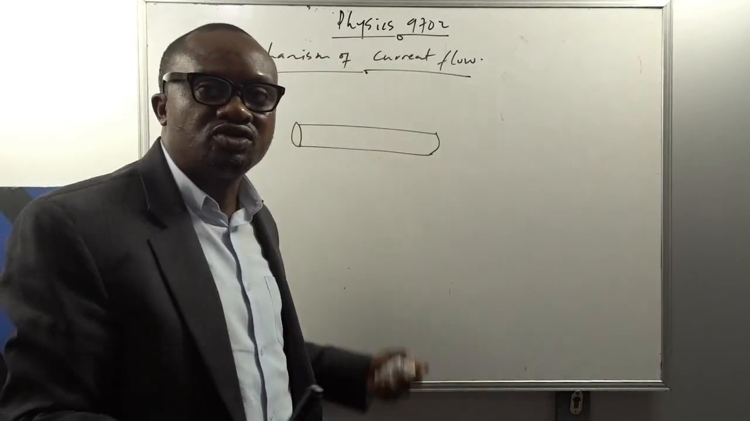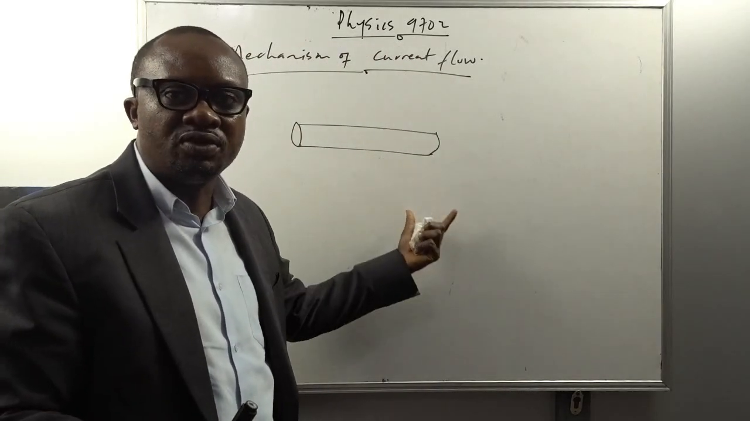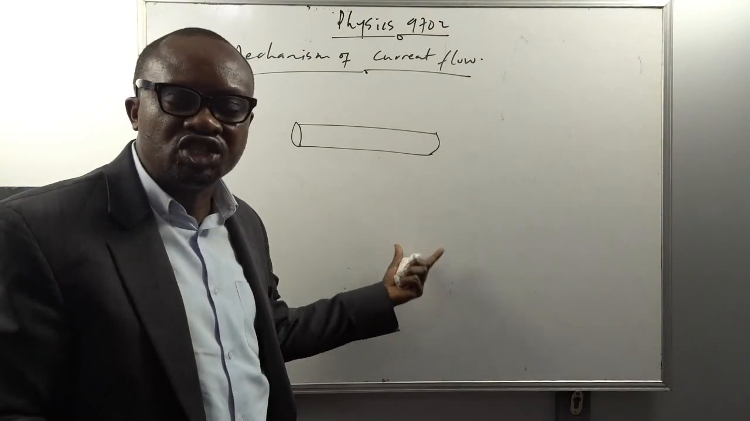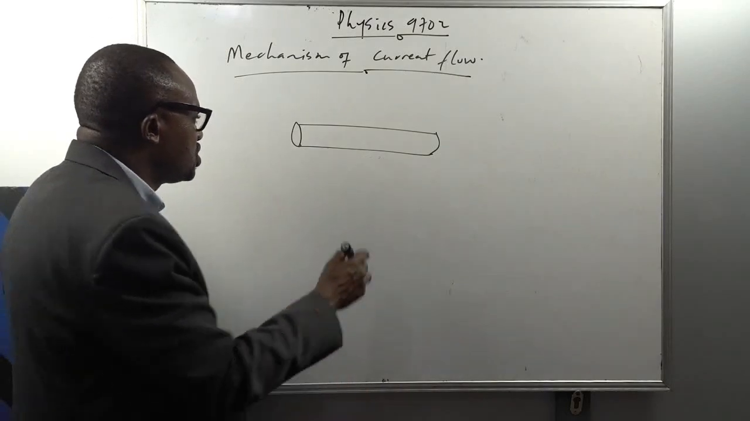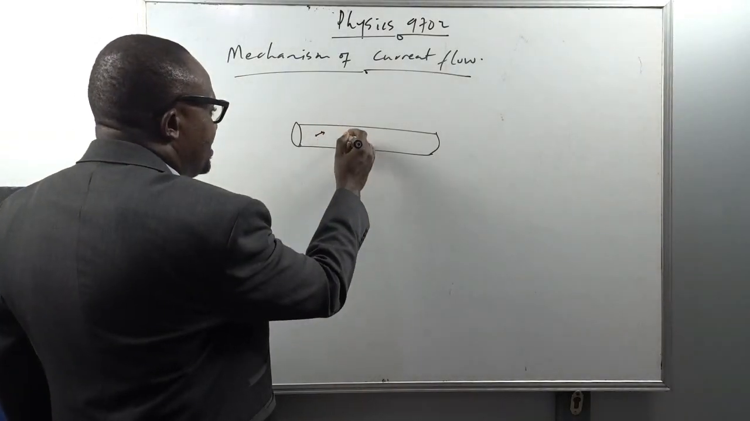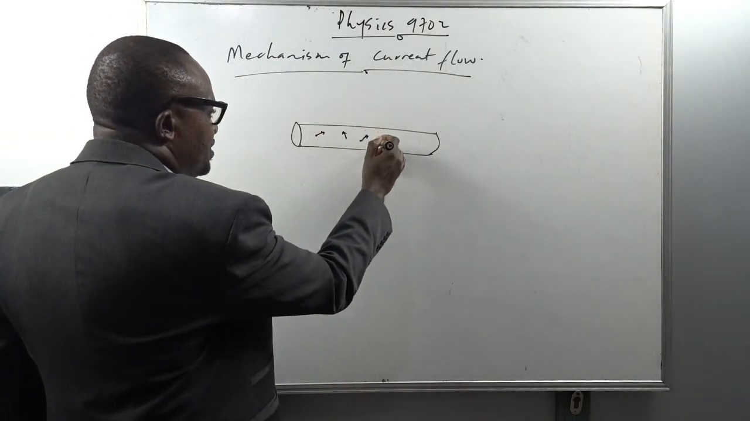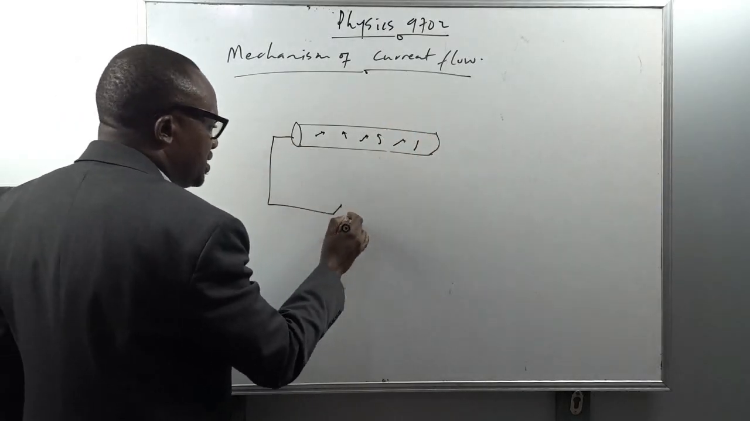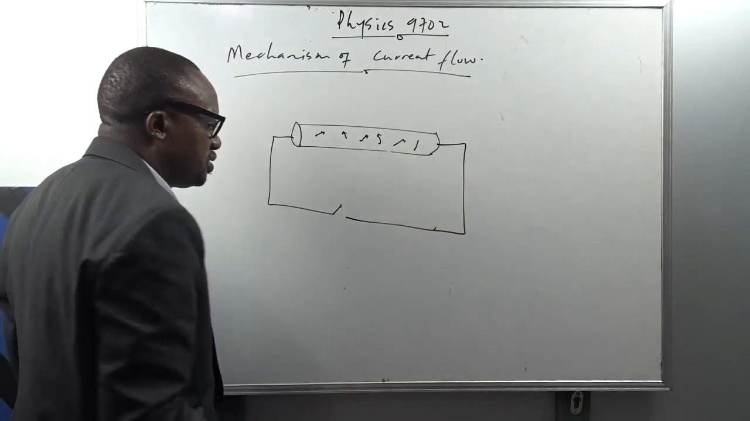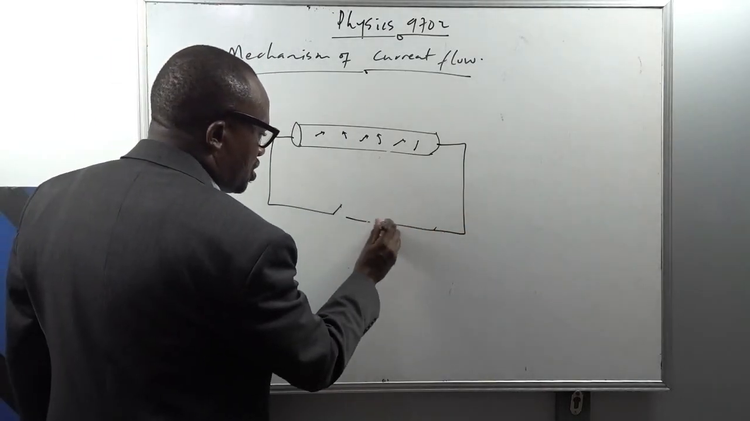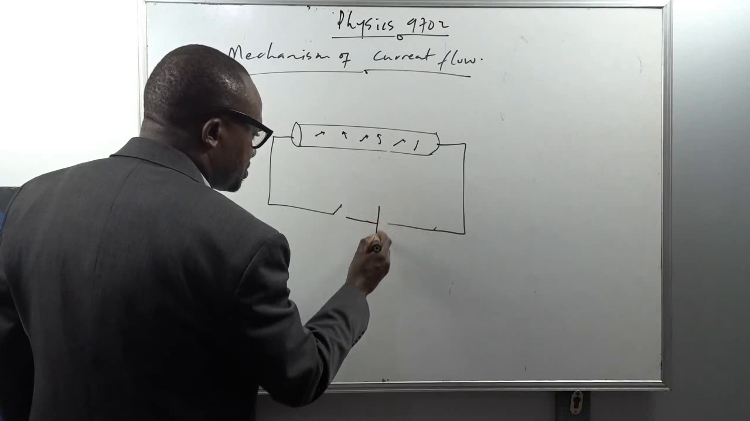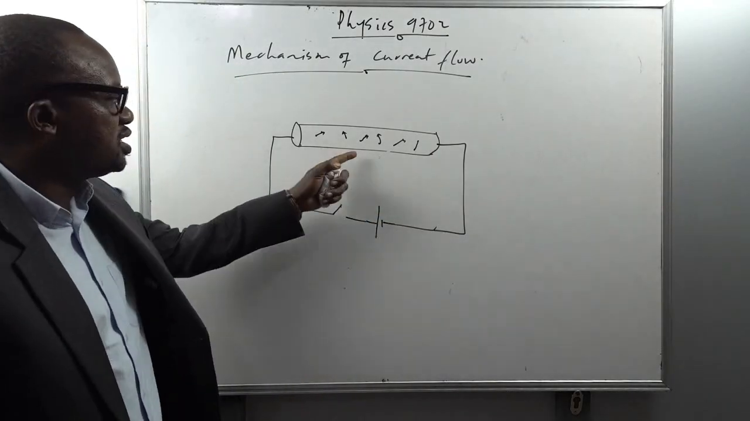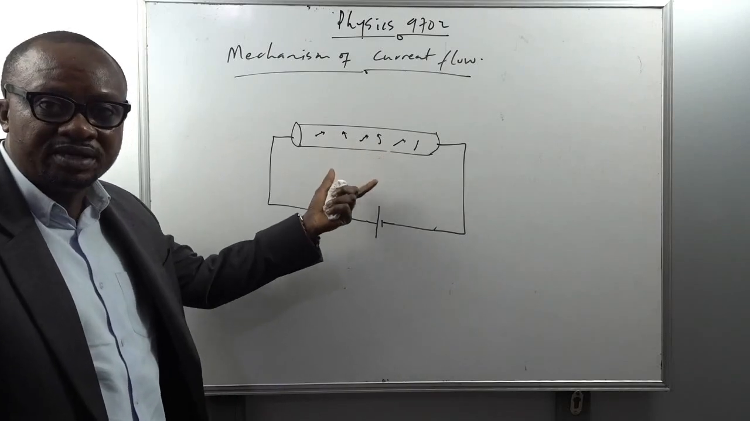So if you have a conductor that is connected in a circuit and the switch is opened, the electrons in the wires or in the conductors are moving randomly. The electrons in the wires are moving randomly. If the circuit is switched off, the electrons in the conductor are moving randomly.